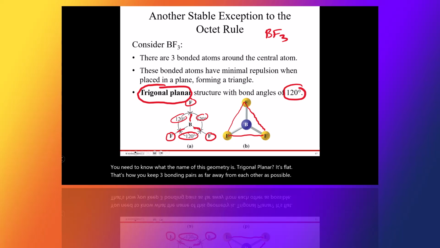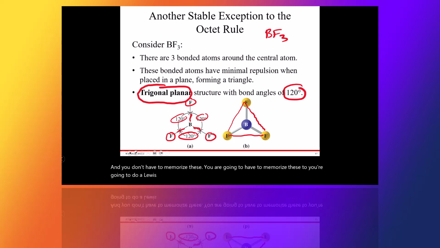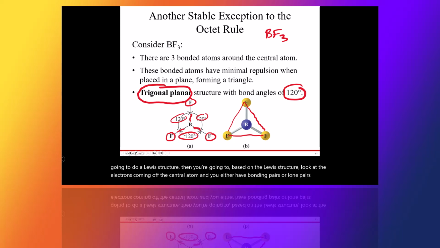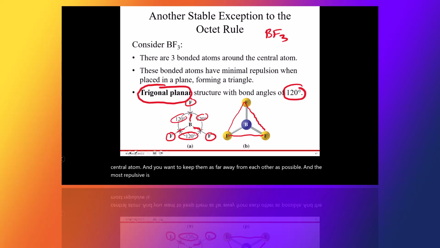And you are going to have to memorize these. You're going to do a Lewis structure. Then, based on the Lewis structure, you're going to look at the electrons coming off the central atom. You either have bonding pairs or lone pairs on the central atom, and you want to keep them as far away from each other as possible. And the most repulsive is the lone pairs. Lone pairs take precedence over the bonding pairs.